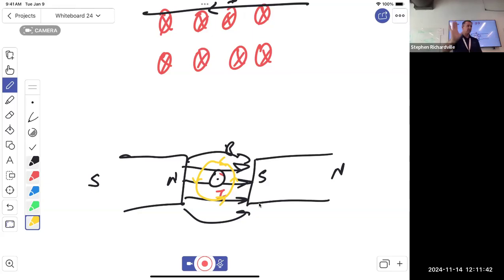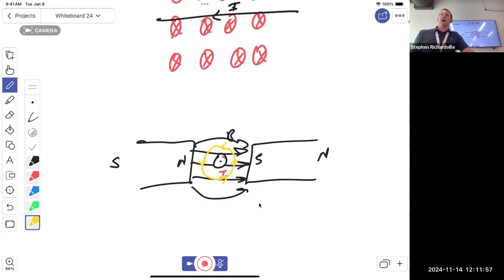What's the what on what? Force of the field on the wire. What does that wire want to do? You let that wire go, it's going to bow upward. That's the way I like to think about it physically.